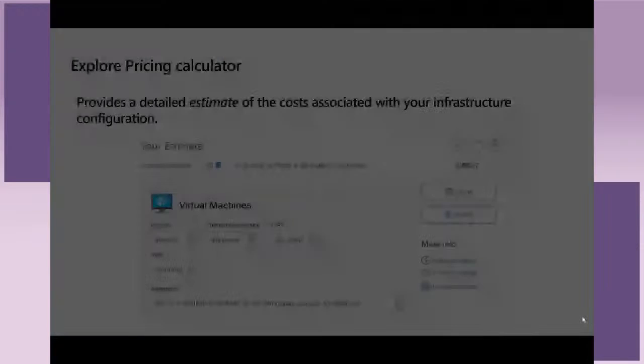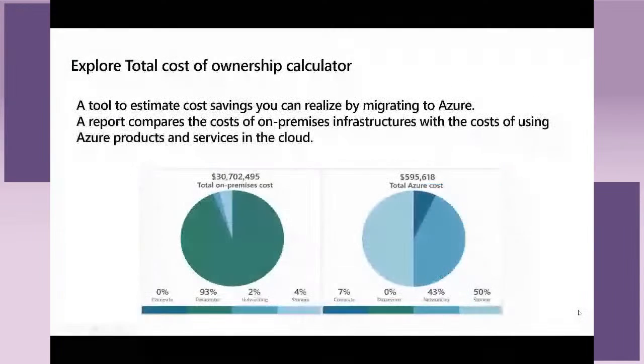Then we have something called the total cost of ownership calculator. This is slightly different. It is used to estimate how much you would be saving if you're migrating your workloads to Azure. You might have some workloads on premise, so how much will I save if I migrate to Azure? You will first have to define your workloads in this case.